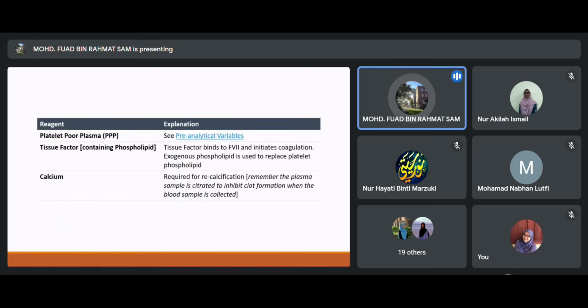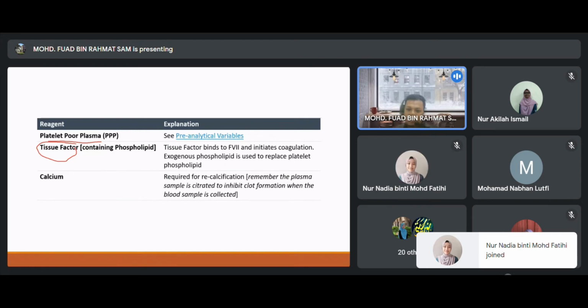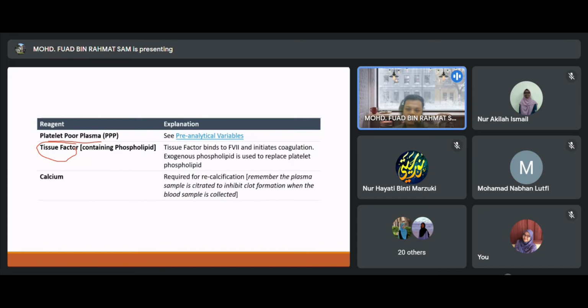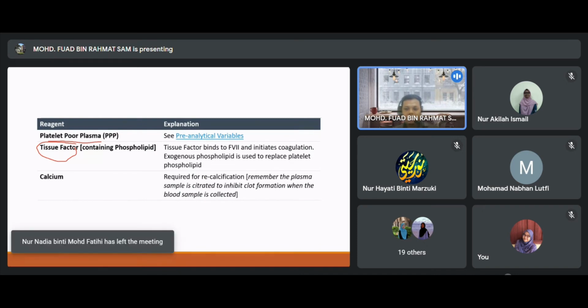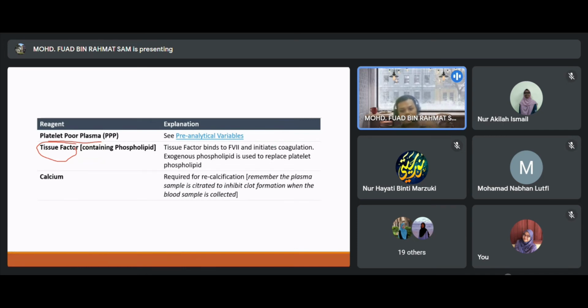Okay, so ini antara reagents that will be used in order to measure the prothrombin time. Obviously, kita perlukan plasma, the platelet poor plasma. Then we need this tissue factor that contains the phospholipid. And these tissue factors bind to factor number 7 and initiate the coagulation. The exogenous phospholipid is used to replace platelet phospholipid. Sebab benda ni berlaku di luar daripada badan, jadi dalam lab, kadang-kadang kita perlu tambahkan certain chemicals or reagent.